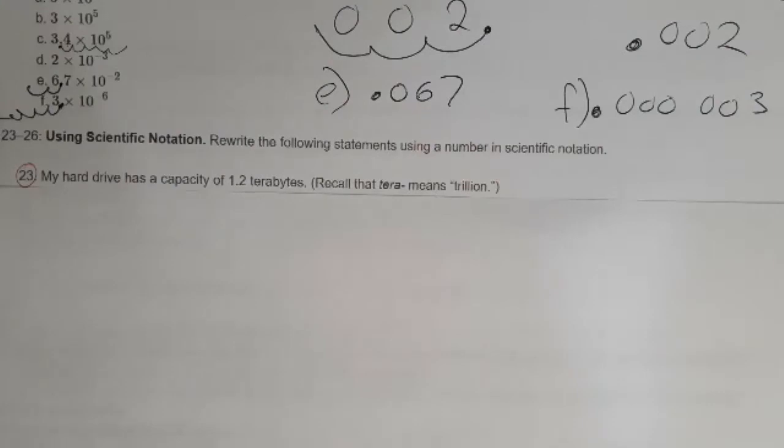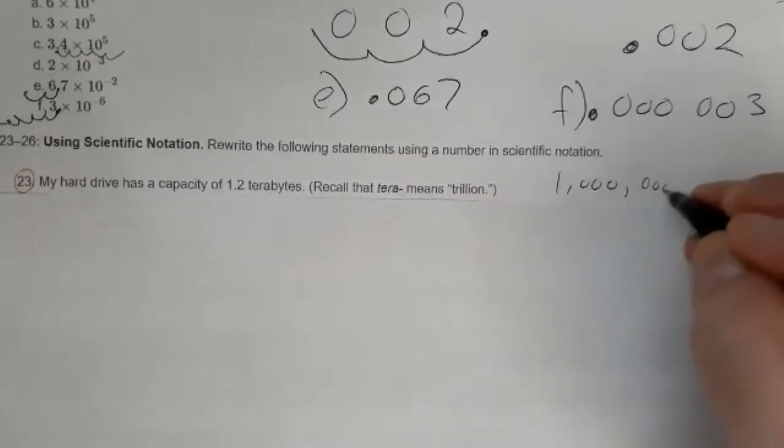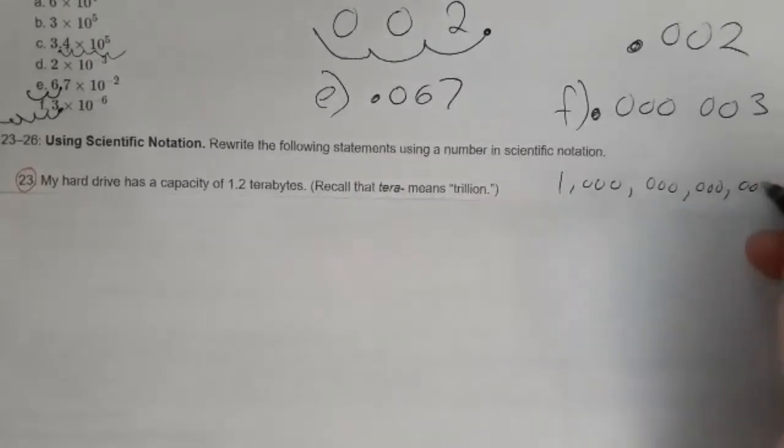My hard drive has a capacity of 1.2 terabytes. Rewrite the following using a number and scientific notation. So tera means trillion. That's thousand. Trillions.